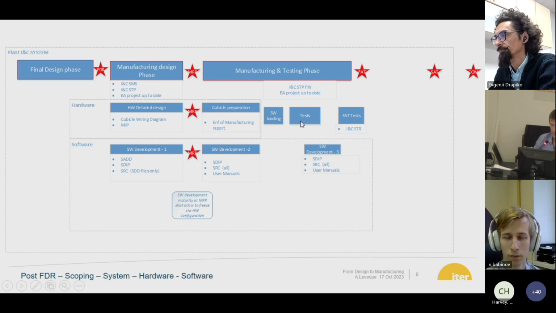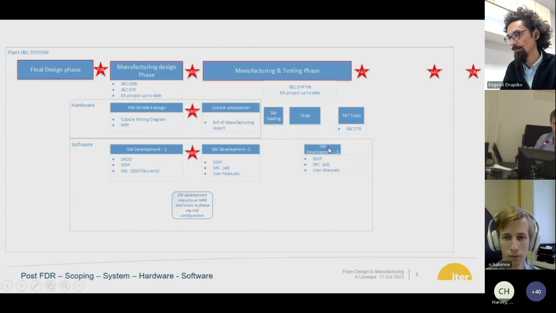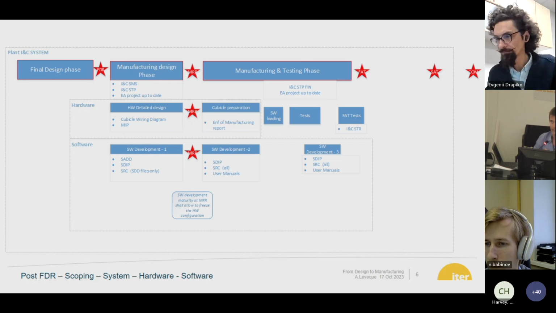I put here a software development tree because I'm pretty sure in 100% of the cases there will be additional software development. We will improve our algorithm, we will fix all the bugs that we have found during the test. And only when everything is fixed, we are happy with the algorithm, we know that we are meeting the requirements, then we have the official FAT, which is saying, okay, my system is ready for delivery. I show you with the system test report that everything is done.